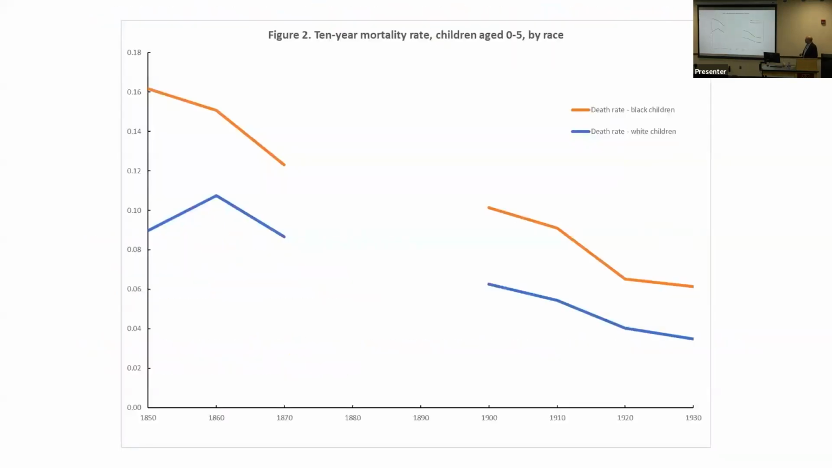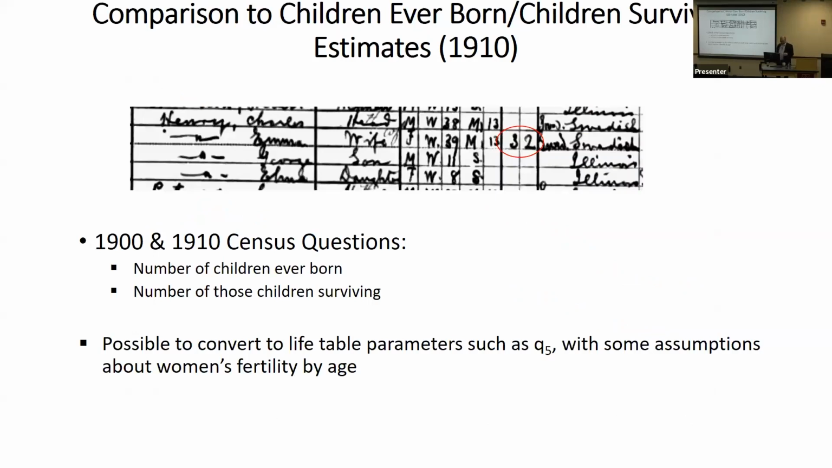Okay, so how good are these estimates? Trust me, I don't know. There's nothing to compare it against. But I mentioned already that in 1900 and 1910, we had this little moment where they asked a different question: how many children have you given birth to, and how many of those kids are still living? Here, Emma had given birth to 3 children, and 2 are still living at the time of the census. You can convert that to a life table parameter.